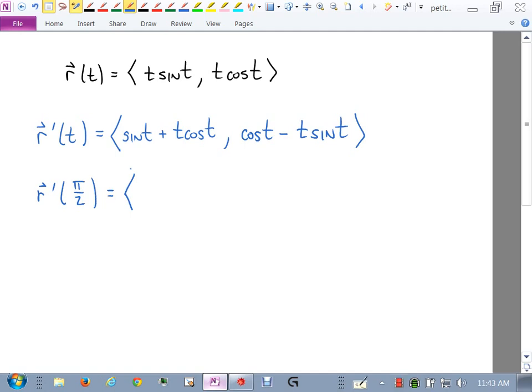What's sine of pi over 2? 1, plus pi over 2 times what's cosine of pi over 2? 0. Cosine of pi over 2 is 0. Then cosine minus pi over 2 times sine of pi over 2, which is 1. So we get the vector what? 1, negative pi over 2. Agree?